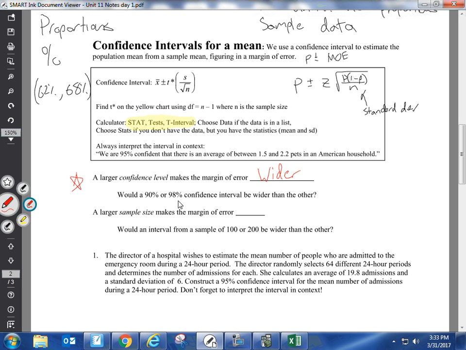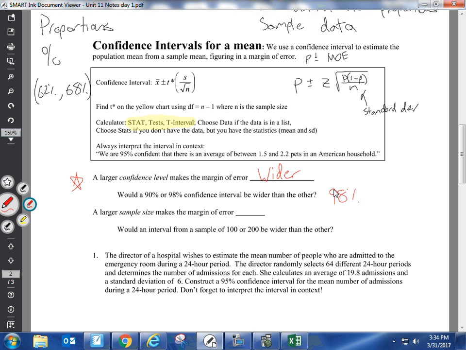All right. So, Mr. Smith, can I ask you which one would be wider, and can you give me a correct answer? Which one's wider, the 90 or the 98%? Yes, the 98%. Okay. To be more confident, we just need to stretch things out a little bit.